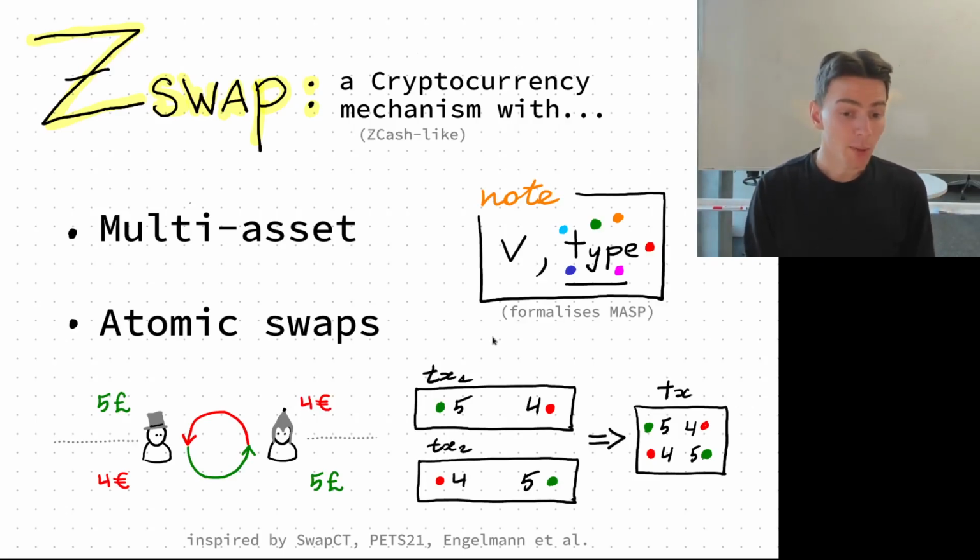And atomic swaps means that whenever two parties have some coins, so this person on the left has £5, and the person on the right has €4, they can swap that atomically. We realize the swap by essentially allowing merging transactions together, non-interactively.